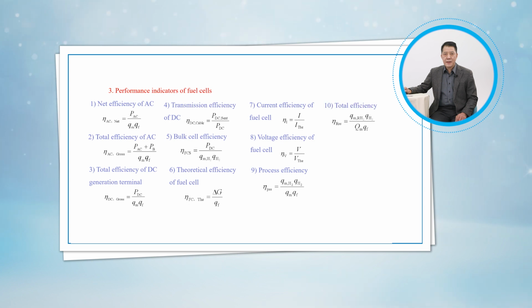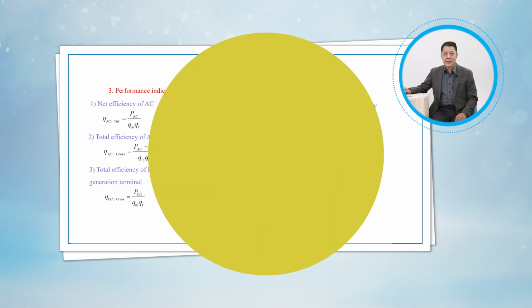The 10th is the total efficiency, which is defined as. And the last one is the fuel efficiency or fuel utilization factor, which is defined as.